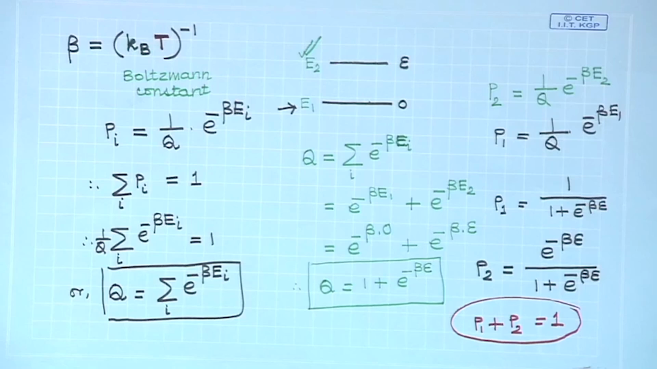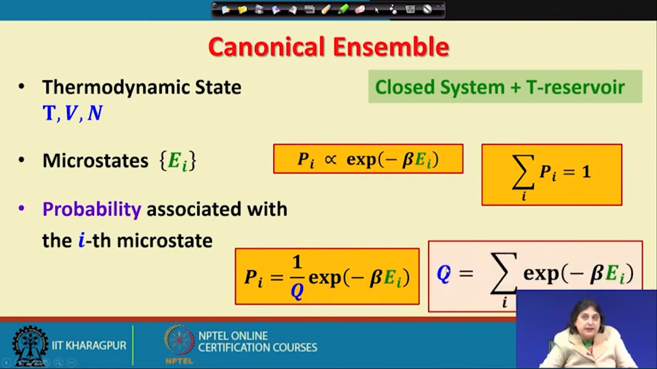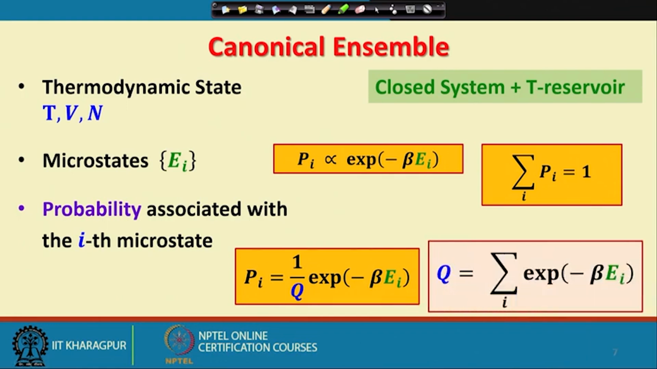Okay. So, what I have achieved over here is as follows. I have achieved here the probability associated with the ith microstate in terms of not only the energy eigenvalue, but also in terms of a normalization constant which sums over all possible microstates of the system.